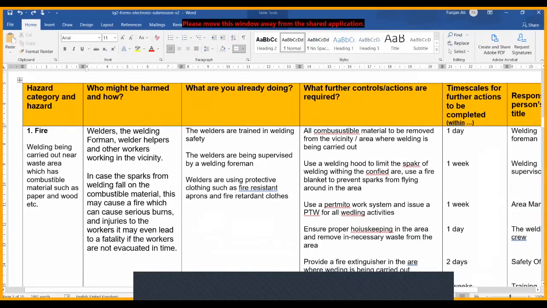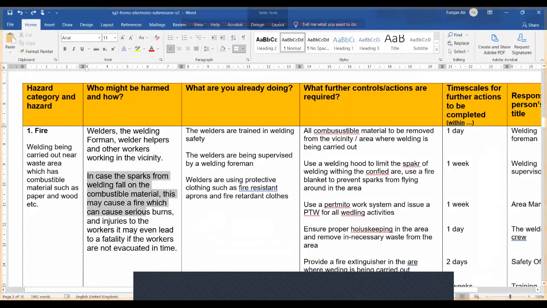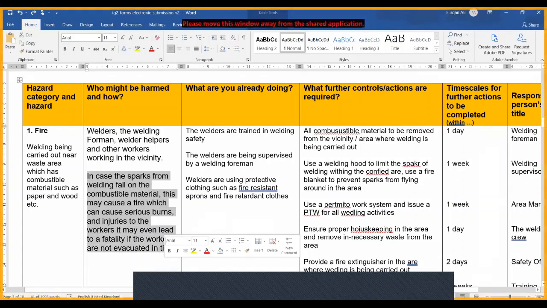Okay, so what I mentioned here is welders, the welding foreman, welder helpers, and others working in the vicinity. These are the people who will be harmed. Okay, how will they be harmed? In case the sparks from the welding fall on the combustible material, this may cause a fire which can cause serious burns and injuries to the workers. It may even lead to a fatality if the workers are not evacuated in time.